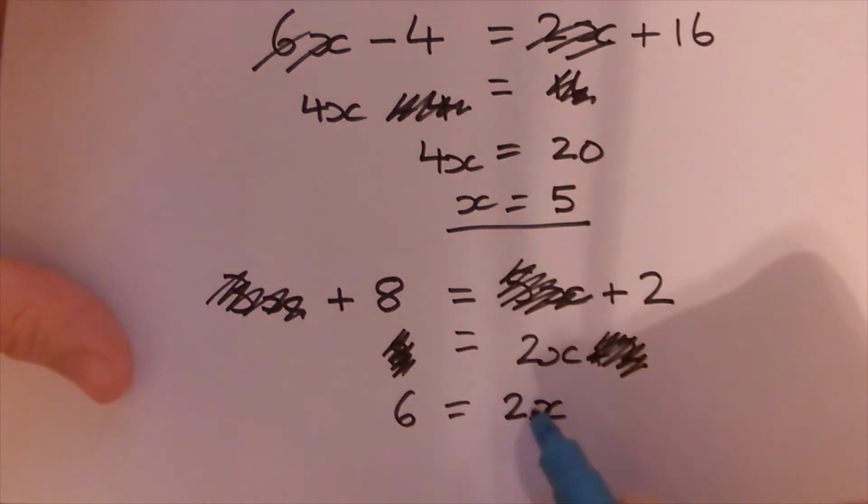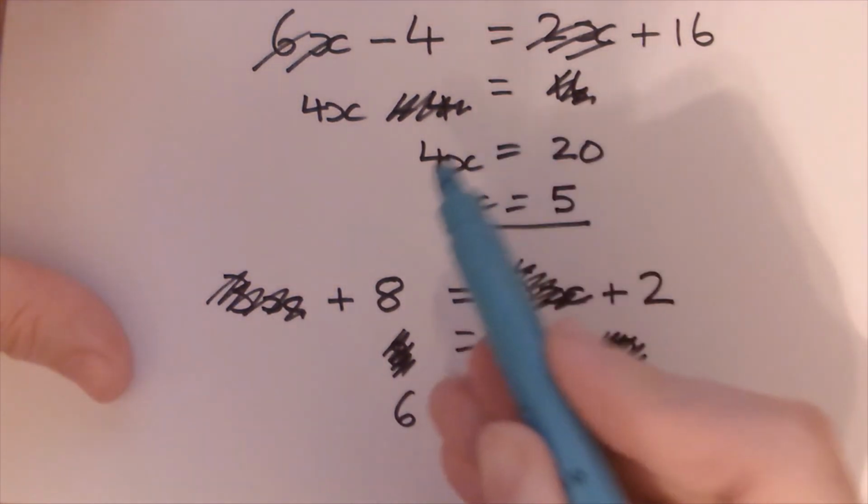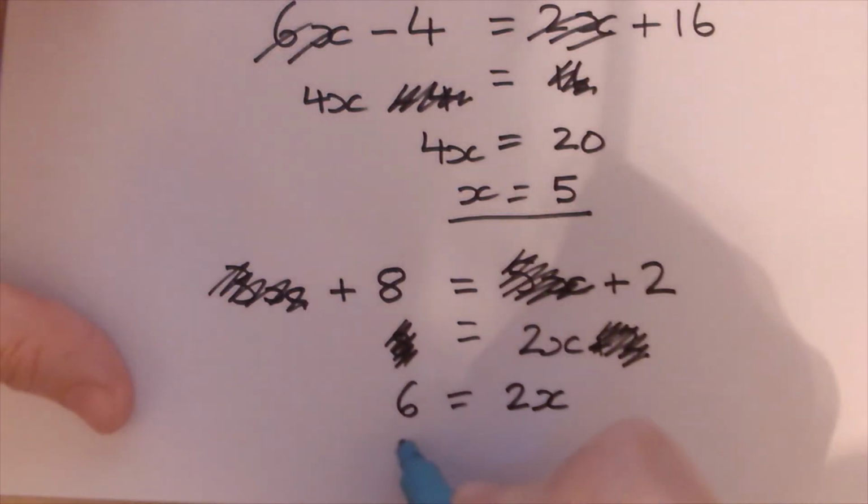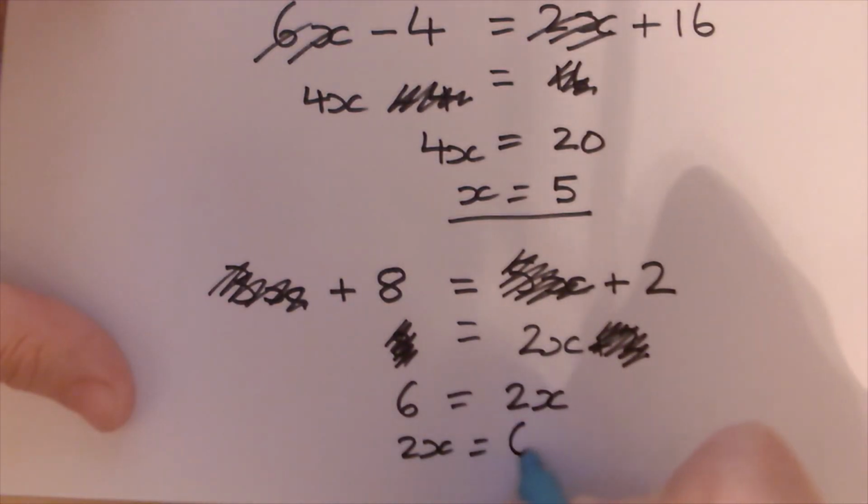Now, really, like this one, I want the x's on this side, and you're allowed to just switch it round. 2x is equal to 6. You're allowed to just do that because that equals that, or that is the same as that. So now again, 2x is equal to 6. 6 divided by 2, x is equal to 3.